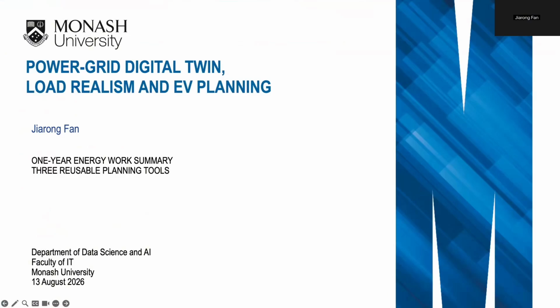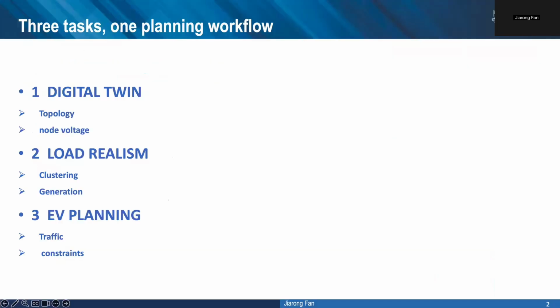Good afternoon. I will summarize three connected parts of my research fellow work: a grid digital twin, realistic customer demand, and grid-aware EV planning. These tasks form one workflow. The digital twin provides the network, clustering and generation improve the demand input. EV planning then combines transport demand with grid limits to support investment decisions.